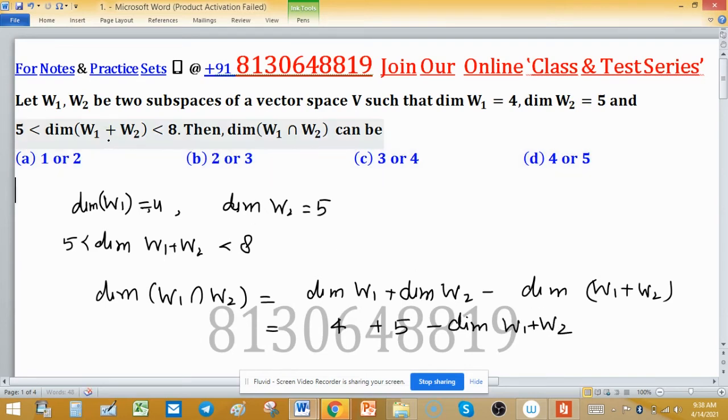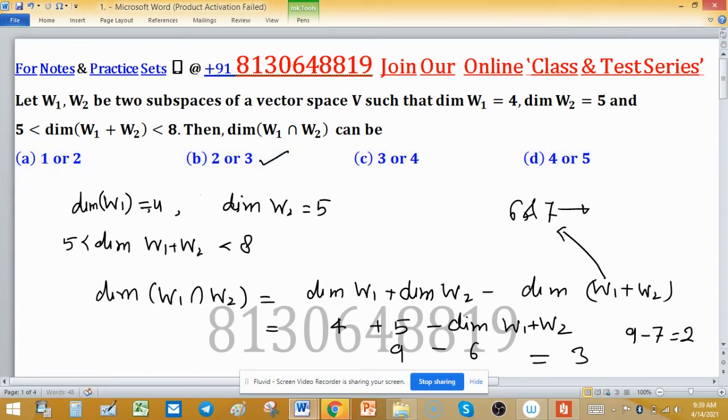Now the possibility of the dimension of W1 plus W2 is either 6 or 7. There are two possibilities of this dimension. So for example, once you put 6, then 9 minus 6 gives you 3, and when you put the dimension of W1 plus W2 as 7, then 9 minus 7 gives you 2. So the dimension of the intersection is either 2 or 3. According to this calculation, we can say option B is correct.